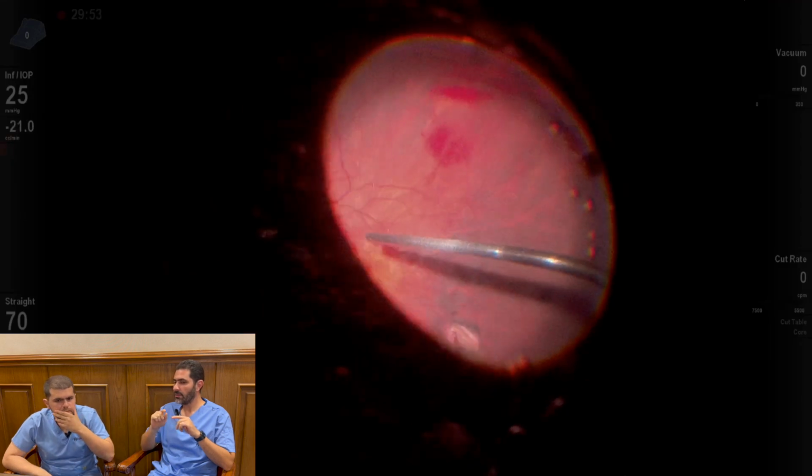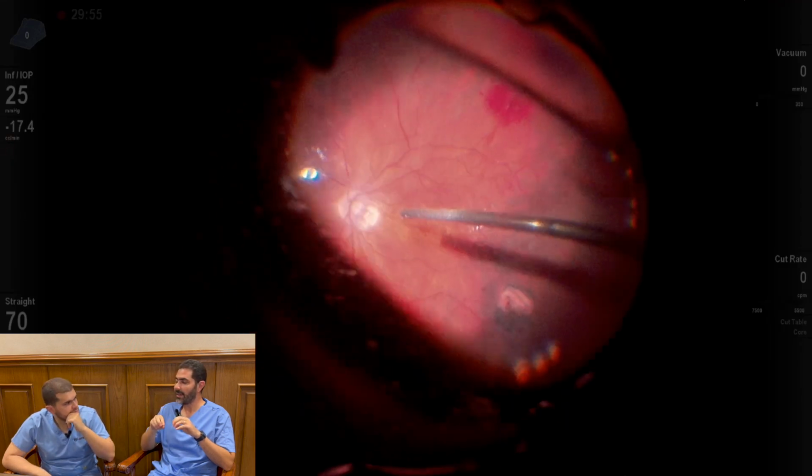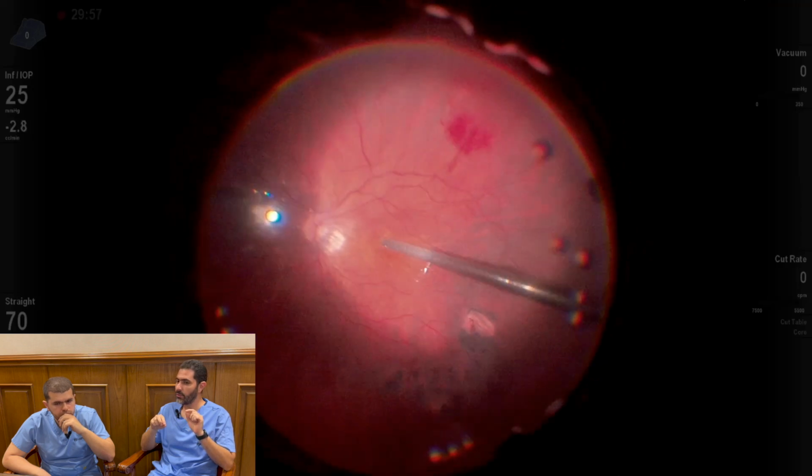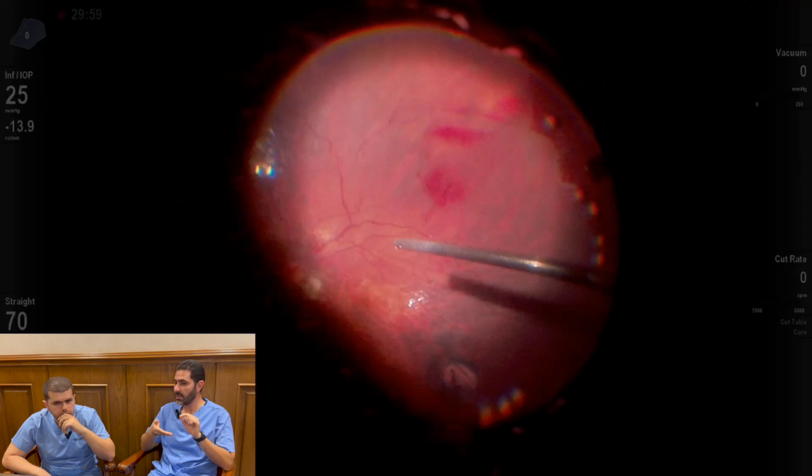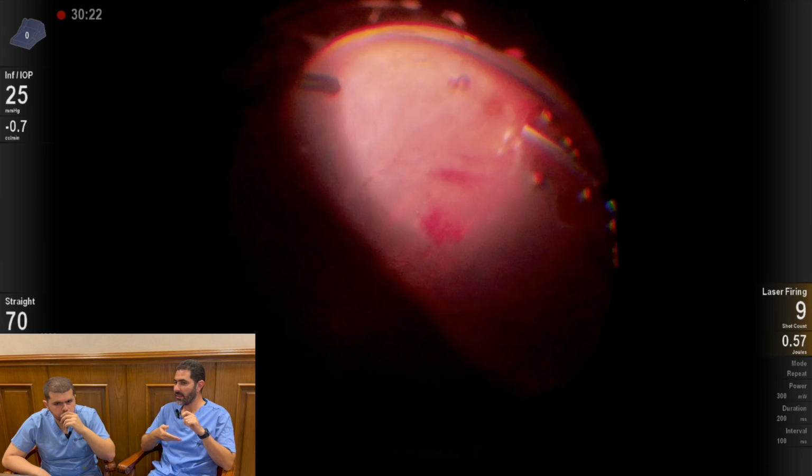Others are showing us nowadays that they are using the chandelier, with one hand using the forceps and the other one using the cutter. So they are pulling and then they cut.